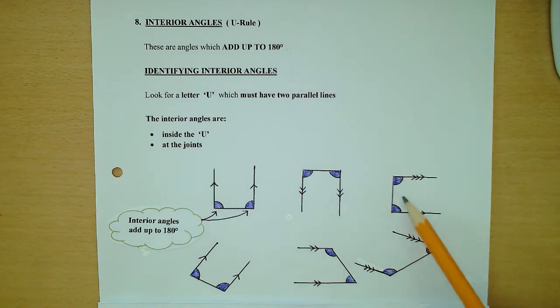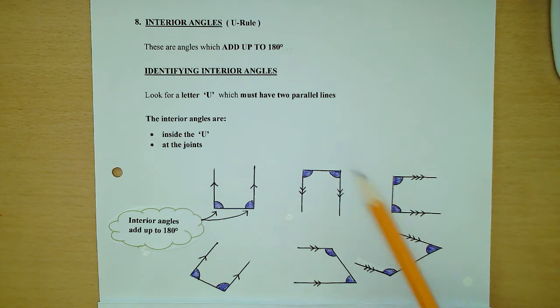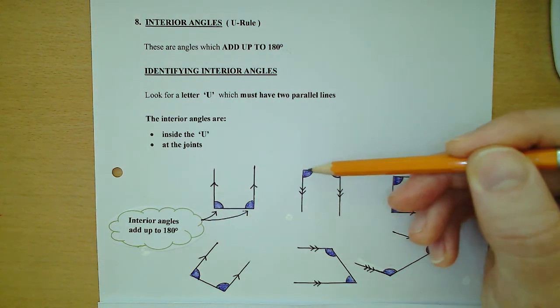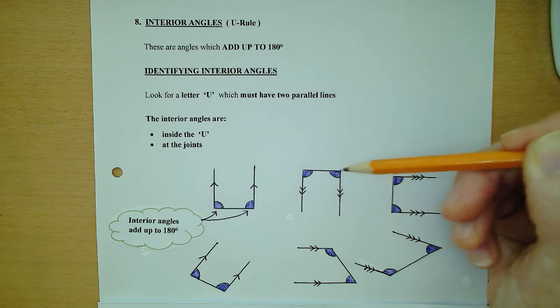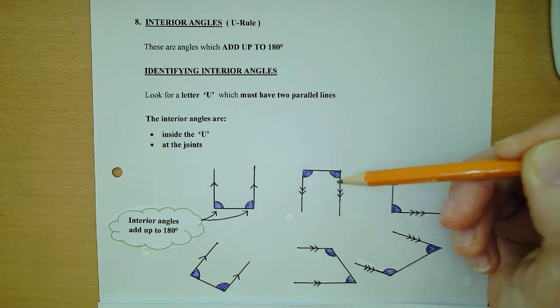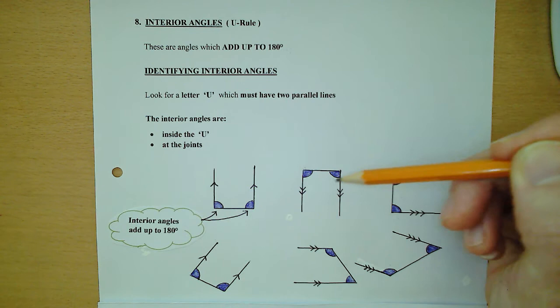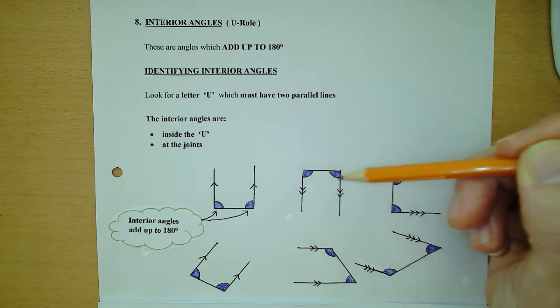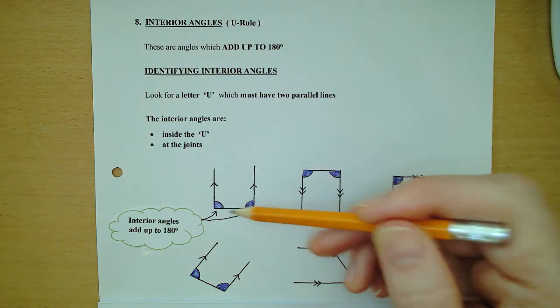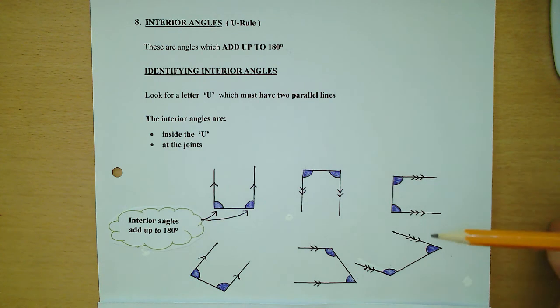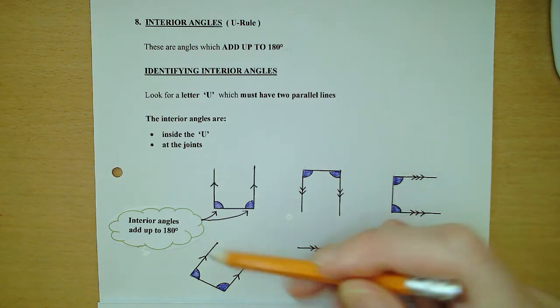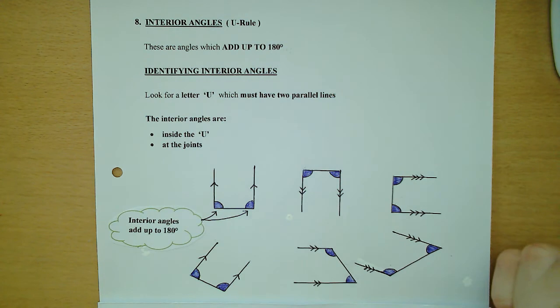So you can see in the 6 diagrams below here that these all consist of a letter U which has been orientated in different directions. You'll also notice that the two angles which are inside the U and are at the joints of the U are interior. In other words, they add together to give 180 degrees. So these two angles, these two, these two, those two, these two, and the final two, they would add together in each shape to give 180 degrees.